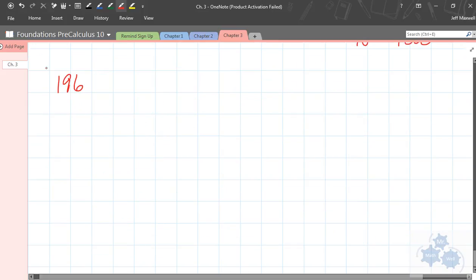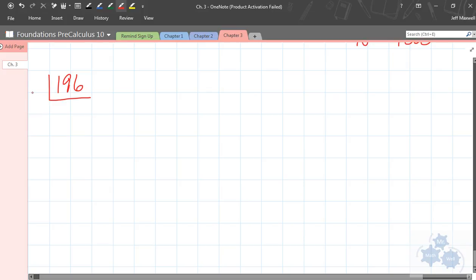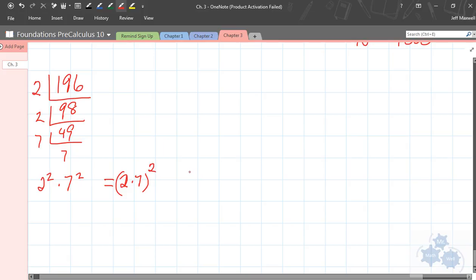Okay, for this example, I want to show you how we can use prime factorization to determine whether something is a perfect square or a perfect cube or not. So if we do prime factorization of 196, 196 divided by 2 is what? 98. Right? Divided by 2 is 49. Divided by 7 is 7. Okay? Now, if you notice, this is 2 squared times 7 squared. This can also be written as 2 times 7 squared. See that? Because there is 2 times 7 twice, which is 14 squared.